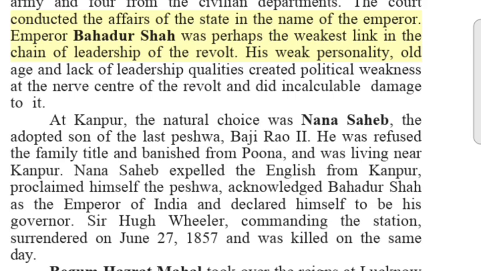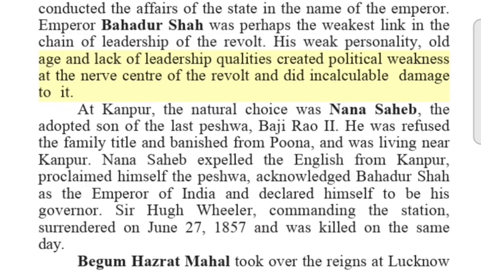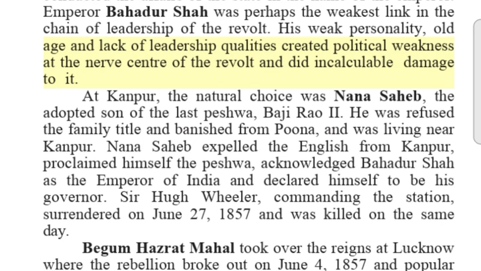Emperor Bahadur Shah was perhaps the weakest link in the chain of leadership of the revolt. His weak personality, old age and lack of leadership qualities created political weakness at the nerve center of the revolt and did incalculable damage to it.